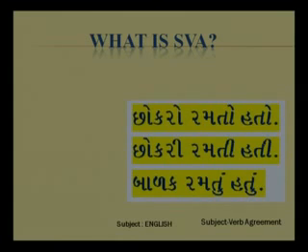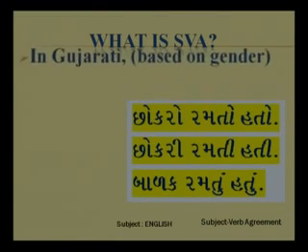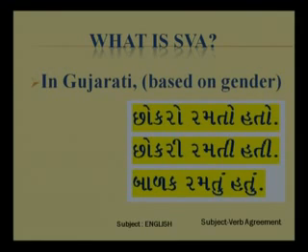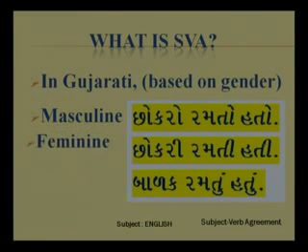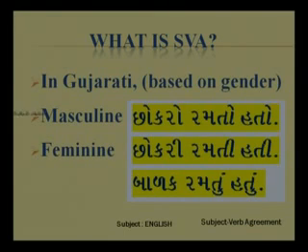Now, what is subject verb agreement? Basically in Gujarati it is based on gender, and here there are 3 sentences written in Gujarati. When we have a subject of masculine gender, we say chokro ramto hato. When it's feminine gender, we say chokri ramti hati, and when it's neuter gender, we say badak ramtu hatu.